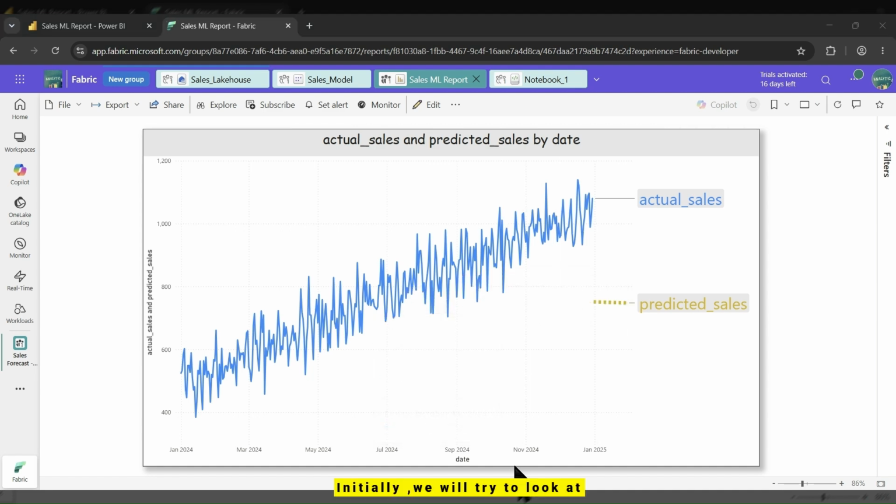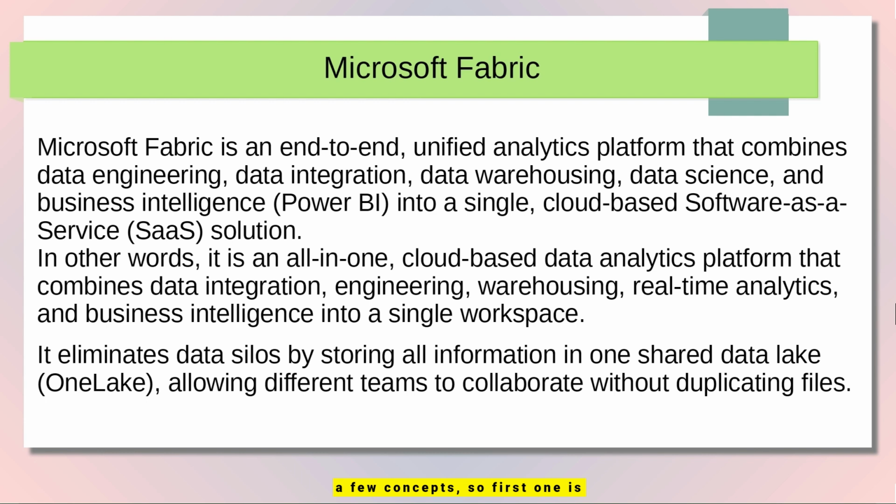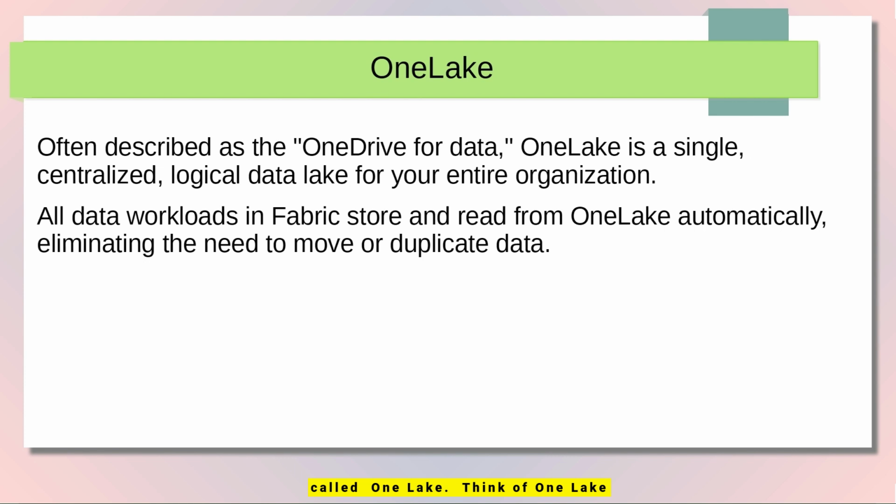Initially, we will try to look at a few concepts. So first one is Microsoft Fabric, and a quick primer before we touch anything. Microsoft Fabric is Microsoft's all-in-one data platform. It bundles together data engineering, data science, and Power BI reporting, all sharing one common storage layer called OneLake. Think of OneLake as a single shared lake of data that every Fabric tool, notebooks, pipelines, warehouses, Power BI, etc., can read from and write to without you copying the data around between different tools.